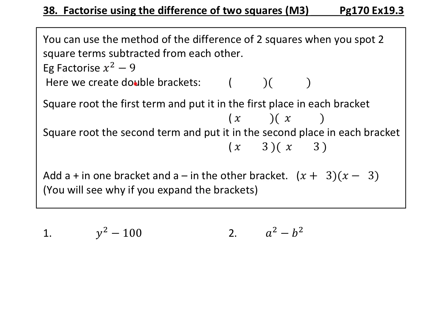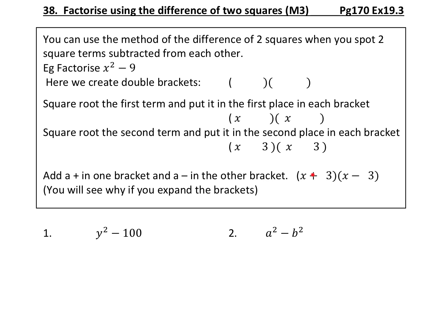So what you do is you create double brackets. You square root the first term and put it in the first place in each bracket. So if we square root x squared, we get x. We put x in there. Then we square root the second term and put it in the second place in each bracket. So square root of 9 is 3. So we put the 3's in. And then you add a plus in one bracket and a minus in the other bracket. So a plus and a minus.